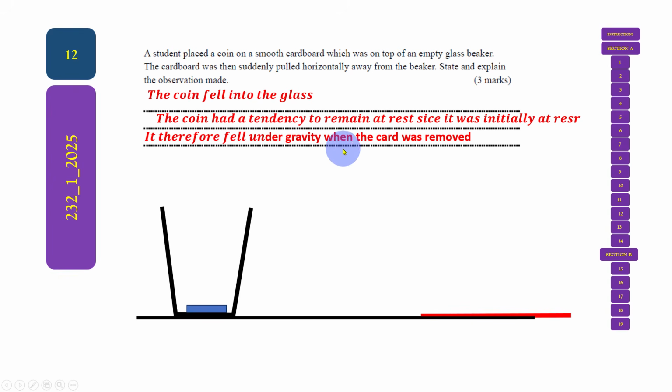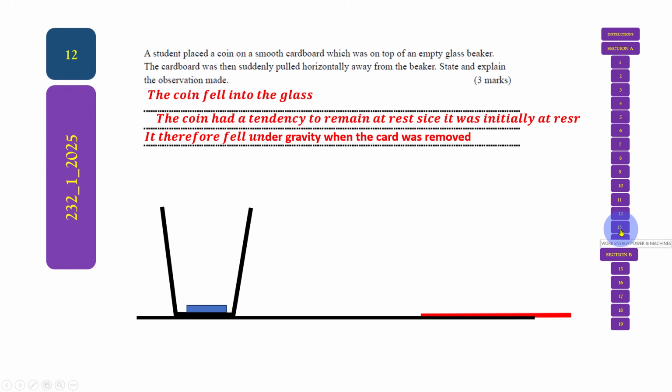Okay, but in this case, the coin fell into the glass. Right? The coin fell into the glass. So you must explain that this coin fell under gravity. All right? Here it had inertia, so it remained in the same position. But since there was no force still holding it in that position, no upward force holding it there, it fell under gravity. So it accelerated vertically downwards.